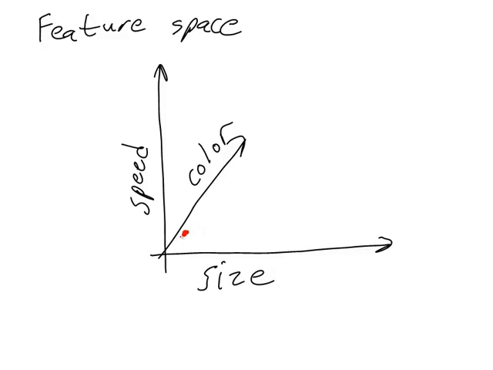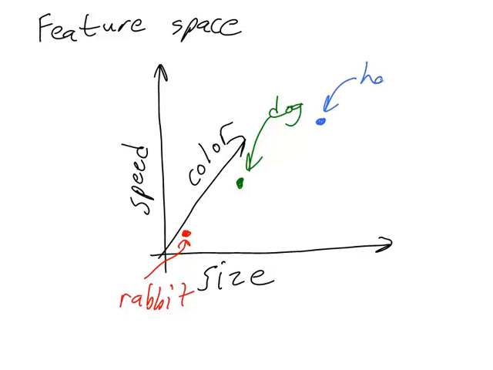So I'll place a point in my feature space representing my ideal rabbit point. Next, I'll place a point representing the ideal dog, which might be a larger size and a faster speed, and perhaps even the same color. There's the ideal dog point. And the horses will be the largest size and the fastest speed.